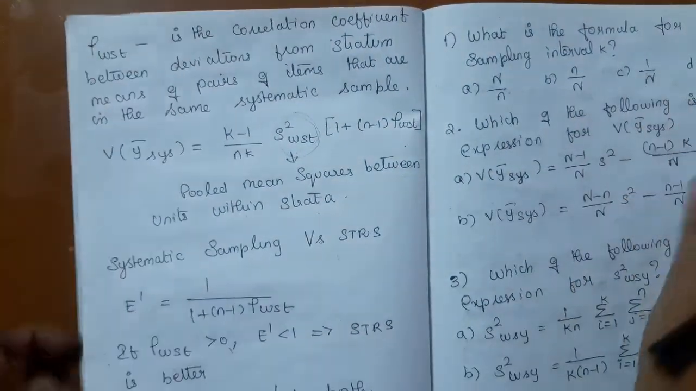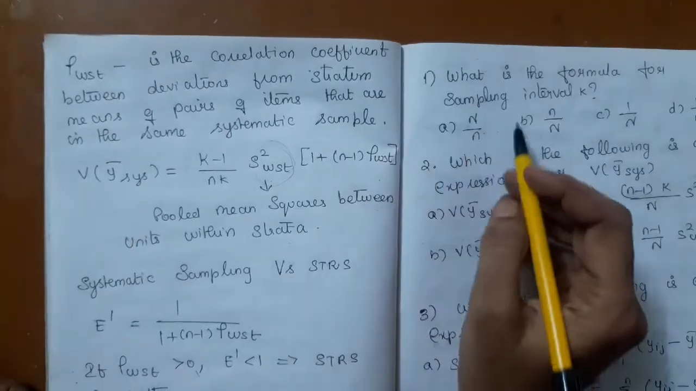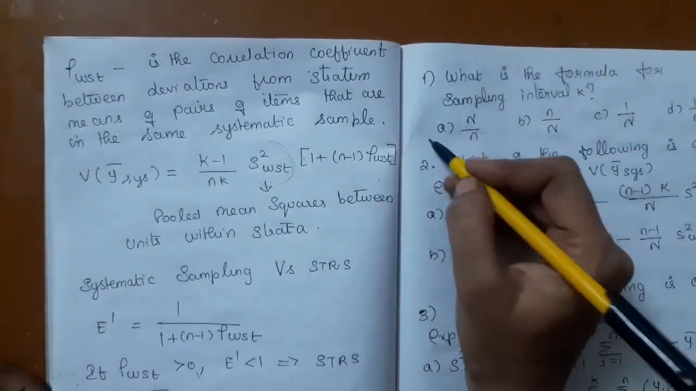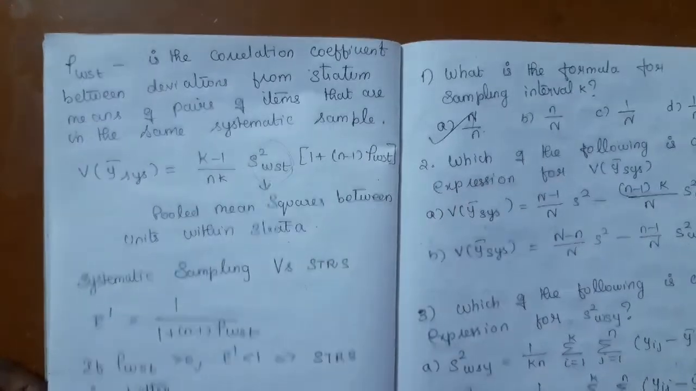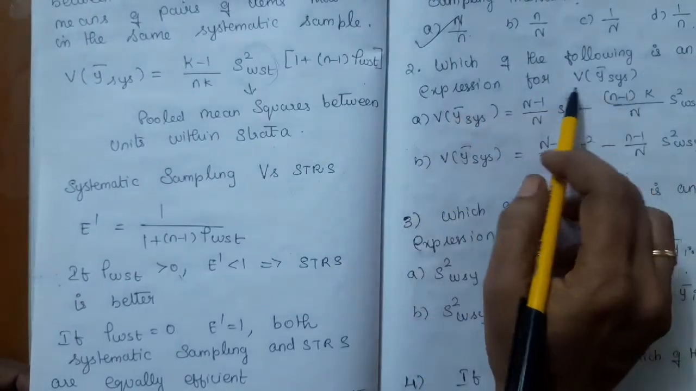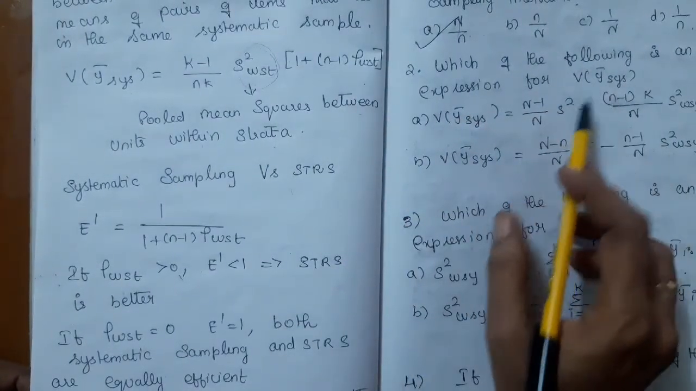What is the formula for sampling interval? Sampling interval k is computed as N by n. Which of the following is an expression for variance of y bar sys?